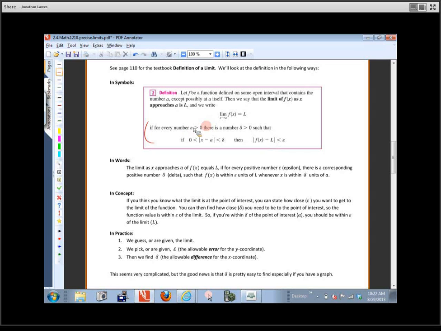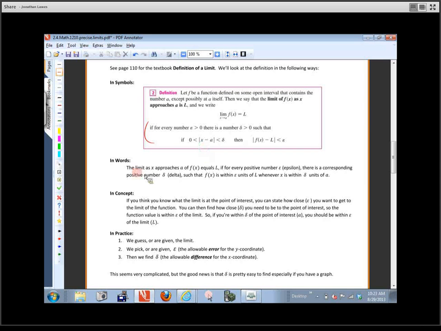Yep, very confusing. Any positive number you pick for epsilon, so any allowable error in the y direction, will correspond to some allowable difference in the x direction. So you tell me how close you want to be to the limit, and I'll tell you how close you have to be to the point of interest. Tell me how close you want to be to the limit right here. Absolute value, because we don't care whether you're above it or below it. You give me an allowable error, and I'll tell you what the difference can be in the x direction, how far you can be from the point of interest to fall within that allowable error. Okay? So this is like a sick mathematical game. That's what it is. Okay?